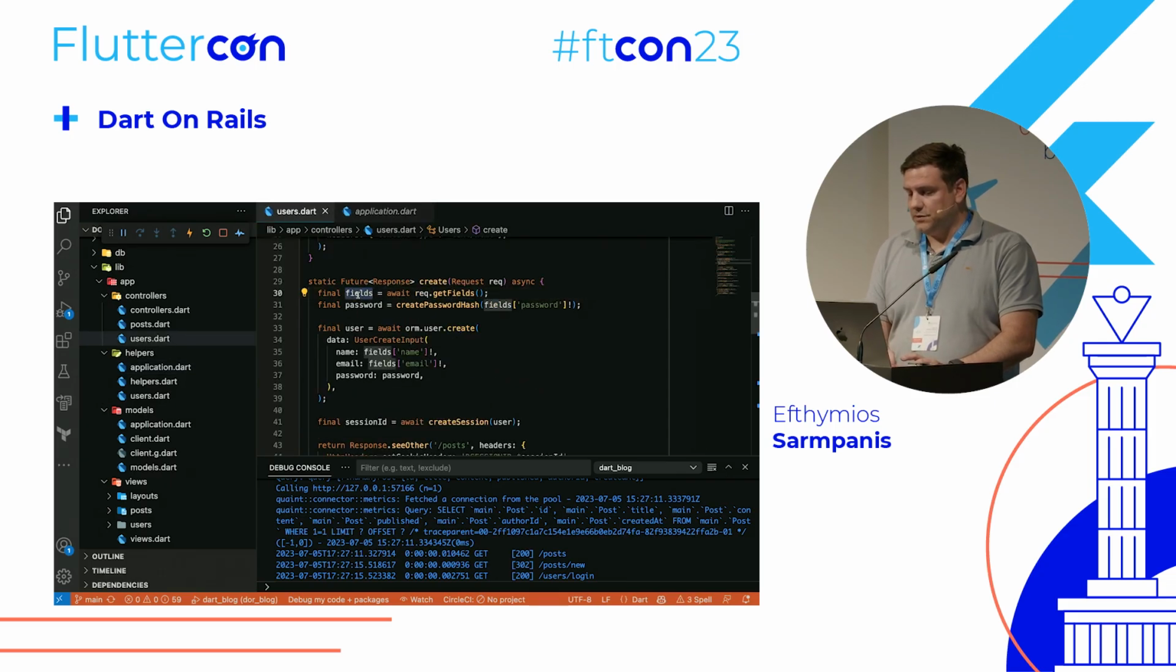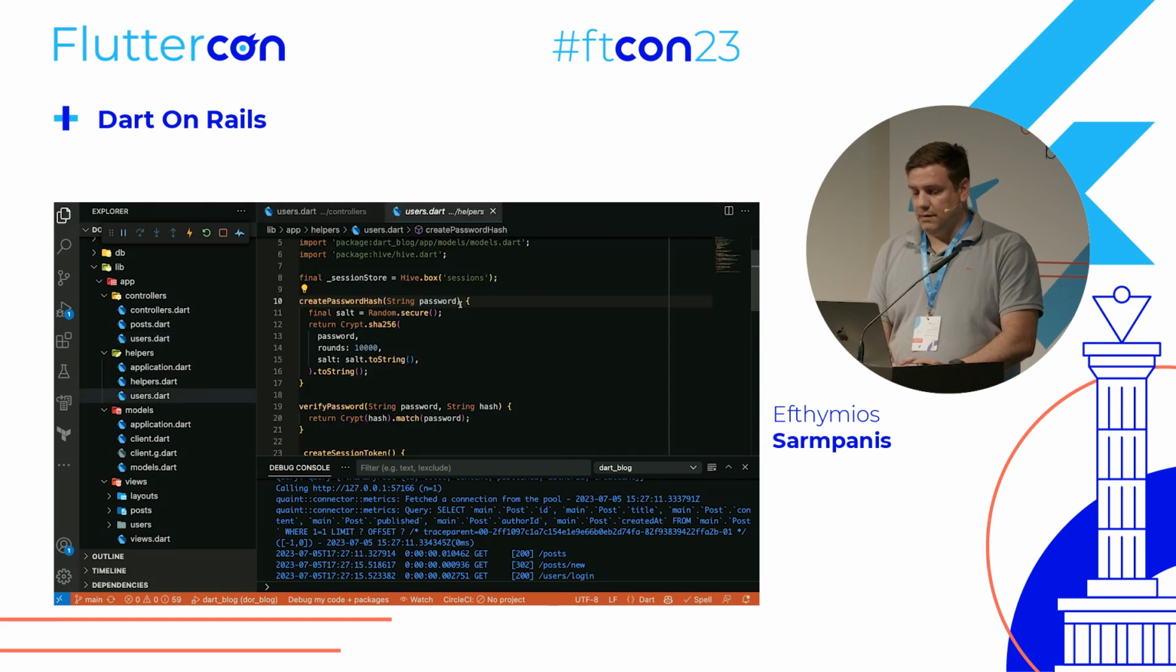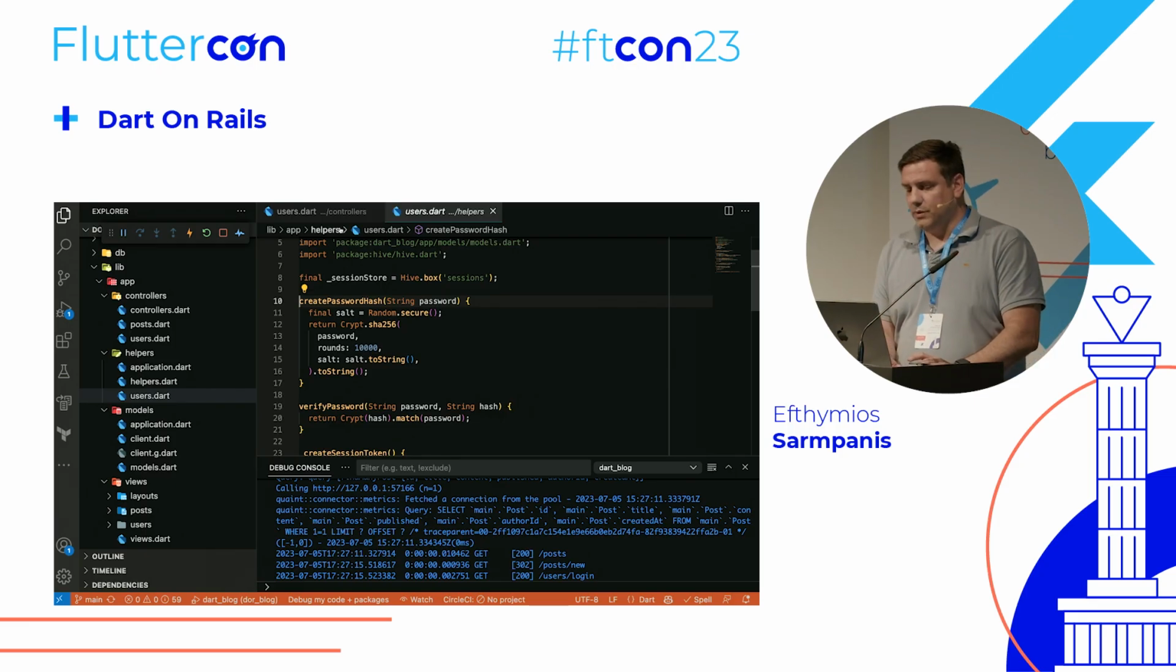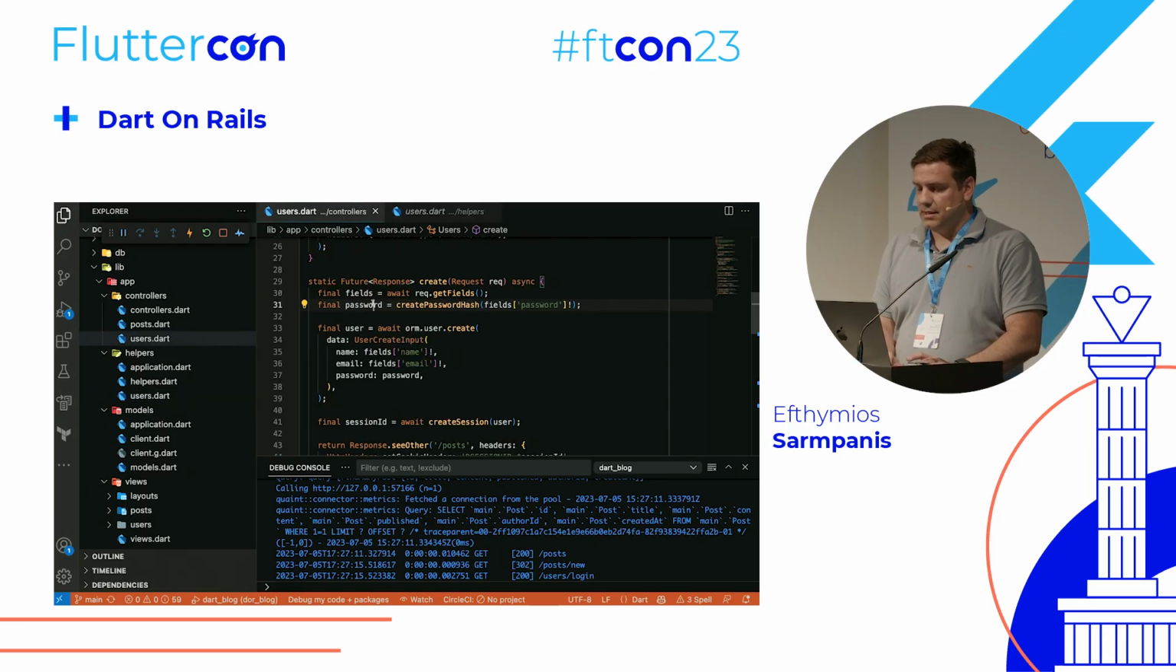So we get the fields, we create a password hash. This is again a helper function. You can see it's in the users, because no one else cares about password and shouldn't. So you can create the password where we do basic salting and basic hashing of the password. We return the hash, and then we create the user with the name, email, and password.